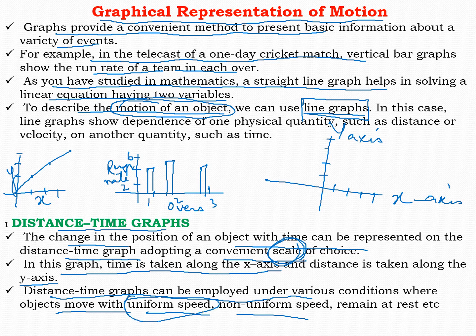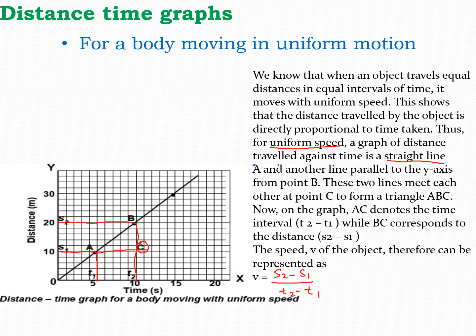Okay, for the distance-time graph, uniform speed means the speed is the same for the same time interval. Non-uniform speed means the speed will change within a particular time interval. And at rest: how is a body going to be at rest and how is it represented with the help of a graph? So the first case is the distance-time graph for a body moving in uniform motion.